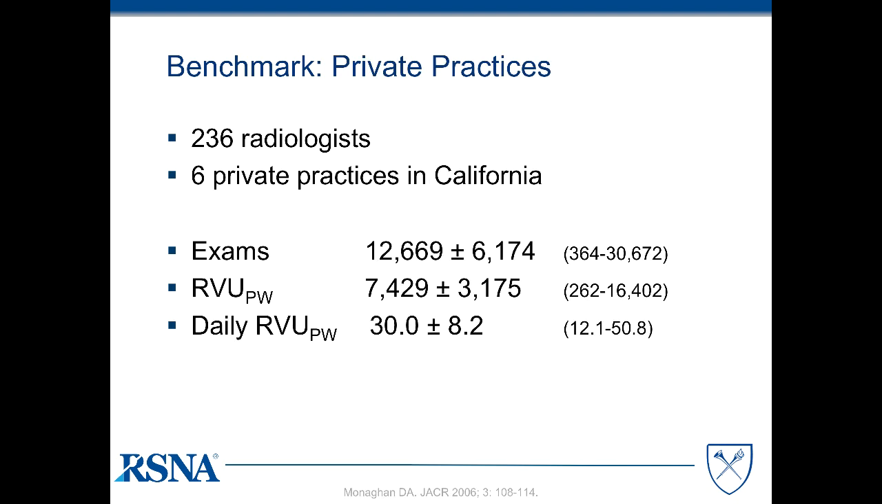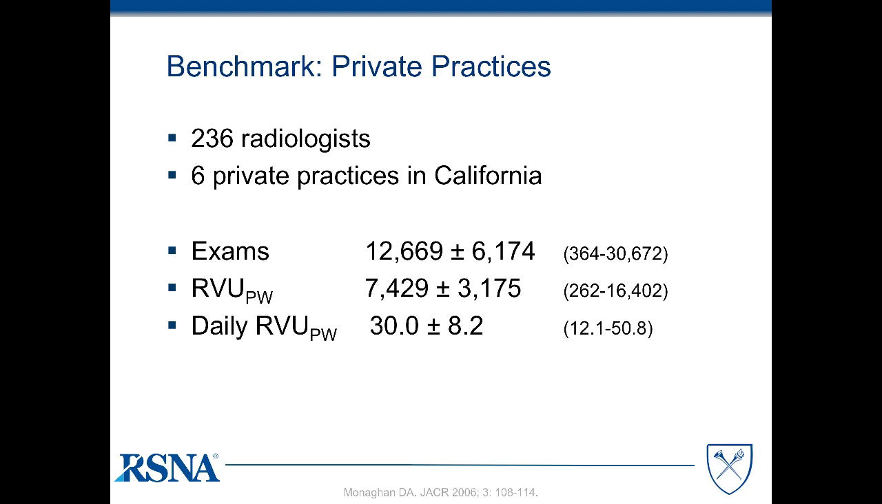Numbers in a private practice setting, not surprisingly, are different and higher. Using data from 6 private practices in California, comprising a total of 236 radiologists, so we're talking some pretty big groups, David Monahan published his findings in the JACR in 2004. The number of exams in RVUs were almost double that of the academic benchmark that we just talked about, although, as you can see here, there was a pretty broad range.